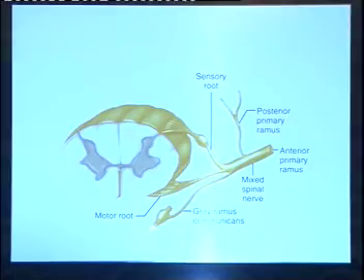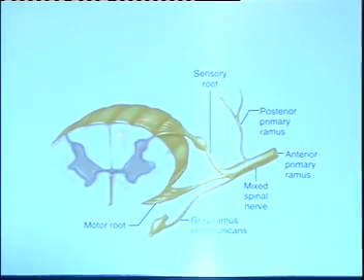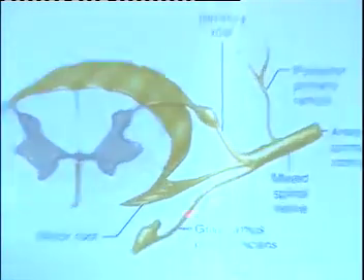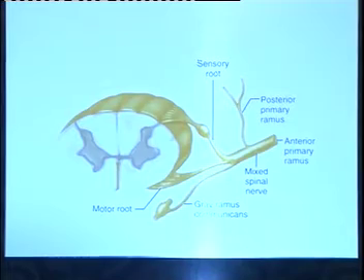So this is the structure of the nerve, a motor root, a sensory root with the ganglion combining together along with the autonomic communications, and this anterior primary ramus is the peripheral nerve.